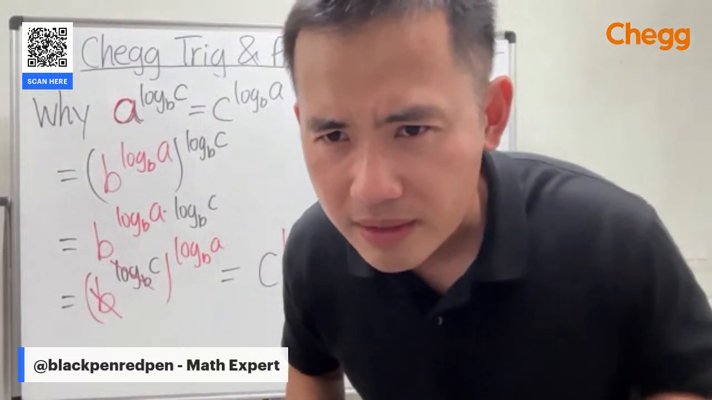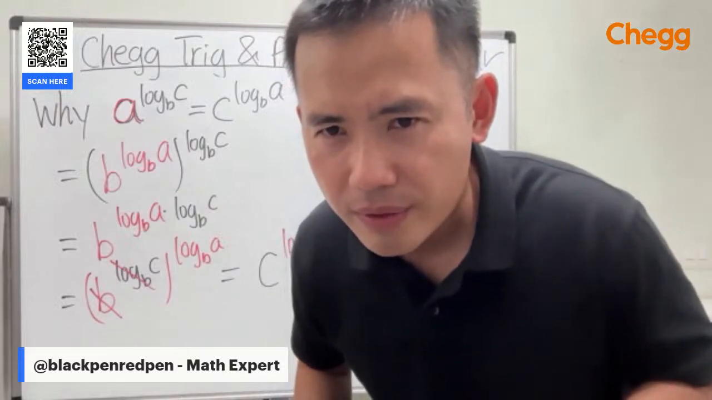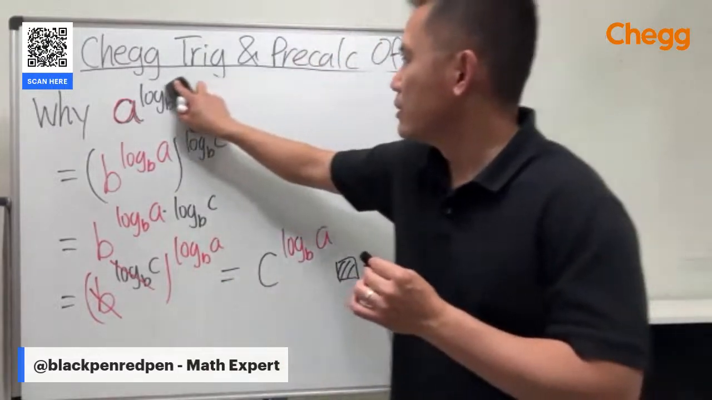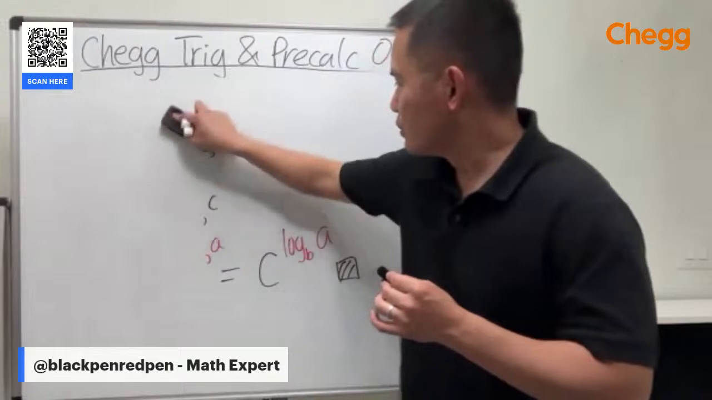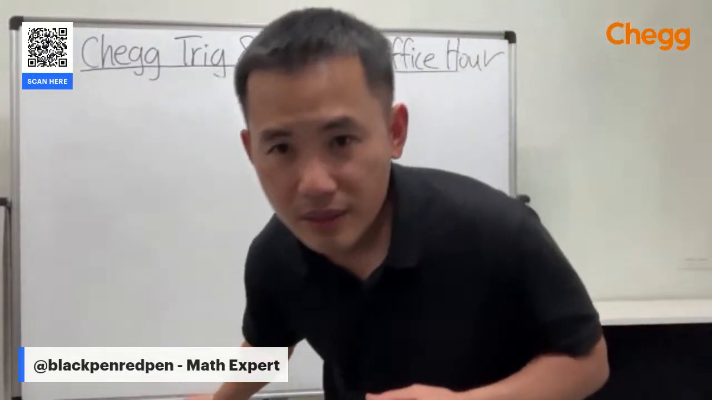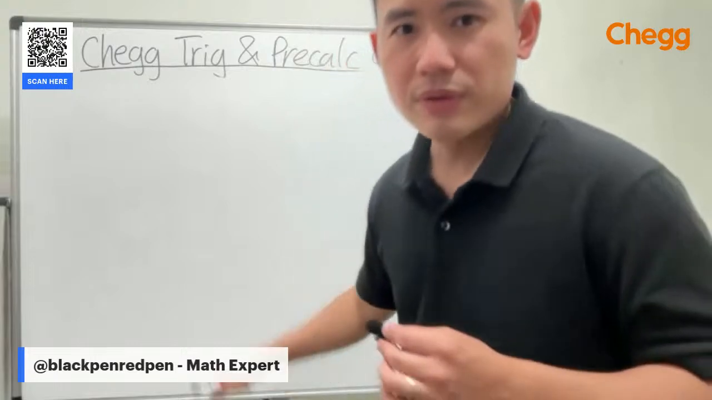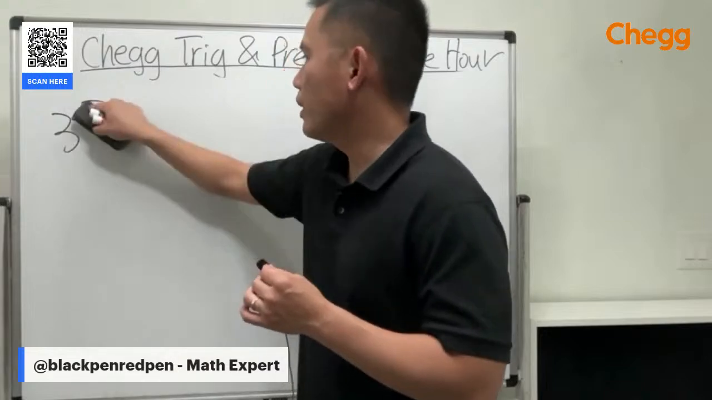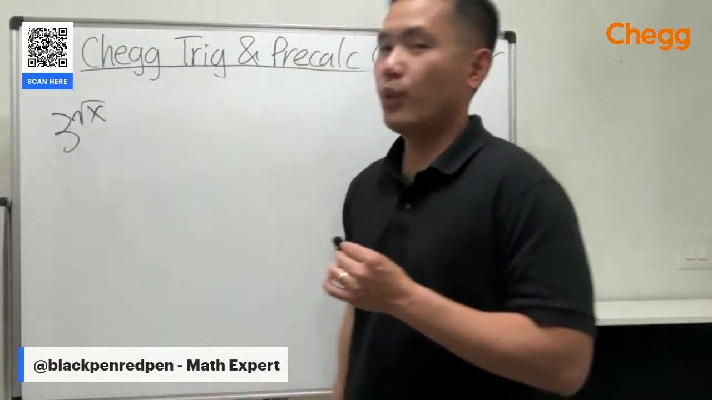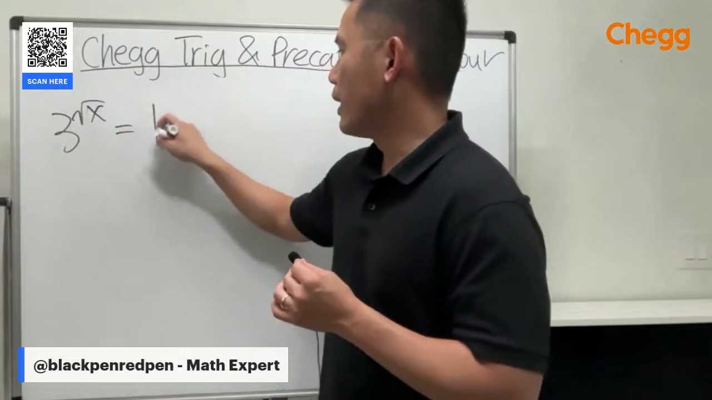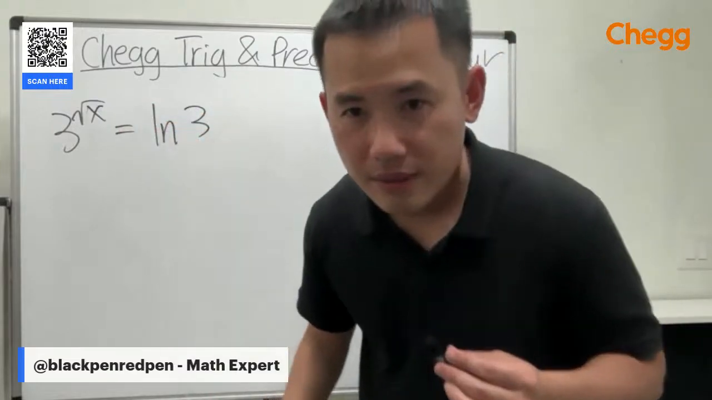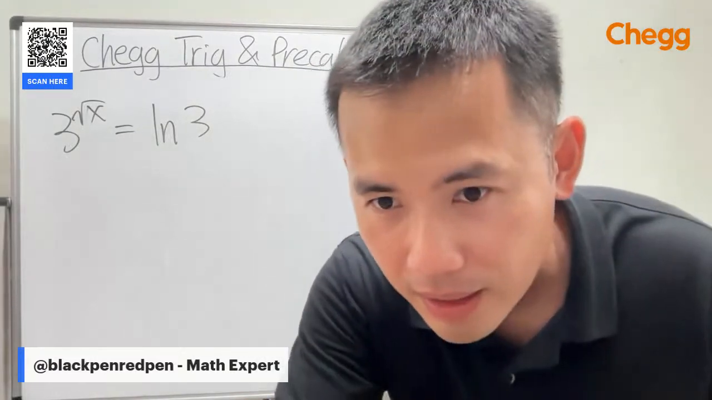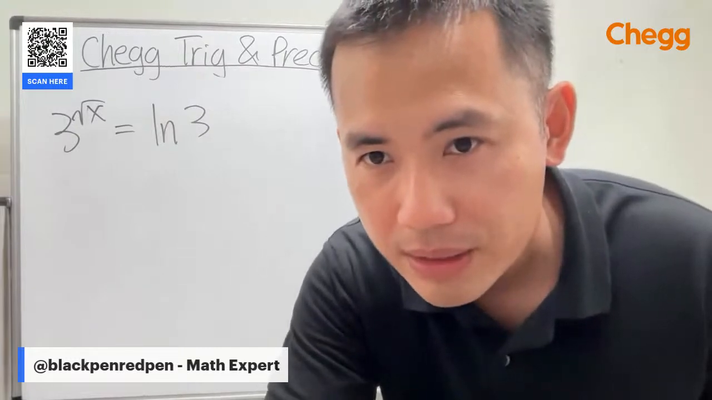3 to the power of square root of x is equal to ln 3. Let me see, 3 to the power of square root of x. Oops, no. 3 to the power of square root of x is equal to ln 3. I think that's the question. I think I am reading it right. Again, just because I had to get really close in order to see it.